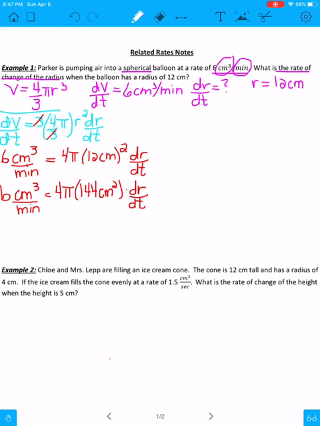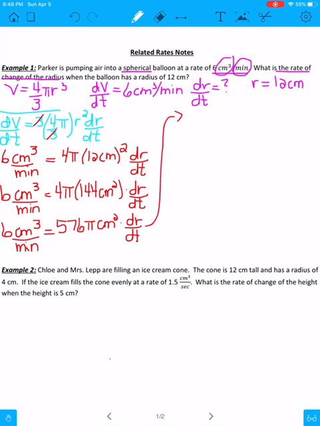So now I have 6 centimeters cubed over minutes equals 4 times 144 is 576 pi centimeters squared times dr dt. And then how do I get dr dt by itself? I'm going to divide by 576 pi centimeters squared.